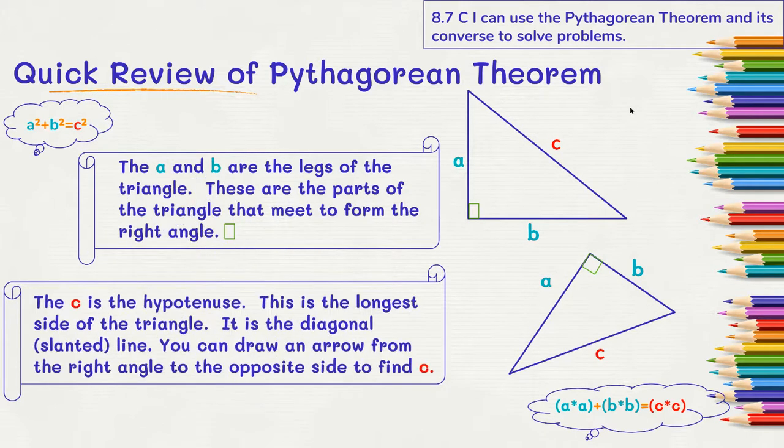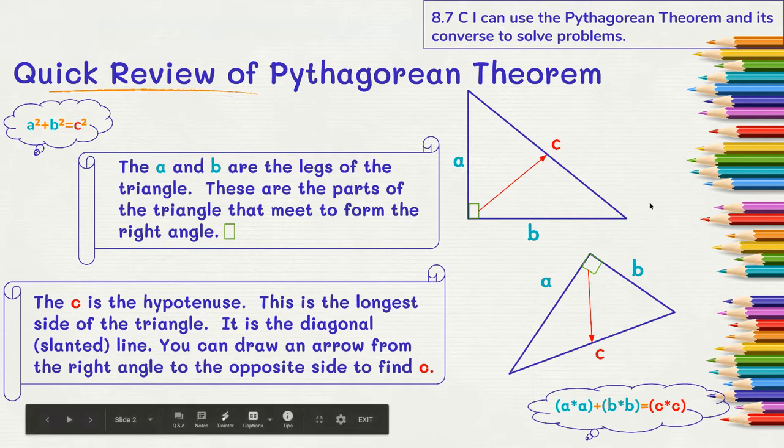So when we look at your c, the c is going to be the hypotenuse. That's the longest side of the triangle always. It's the diagonal or the slanted line. So you can draw an arrow from the right angle to the opposite side in order to find the c if you have a diagram that you're looking at. When you look at the top one, from the right angle straight across, that's my c. The bottom triangle, from that right angle straight across, and there's my c.